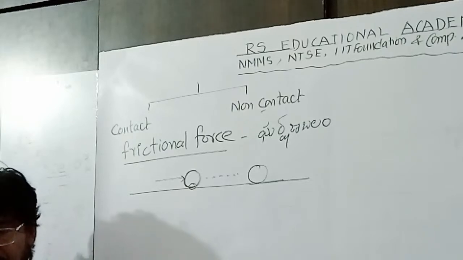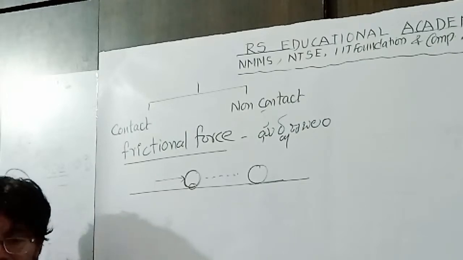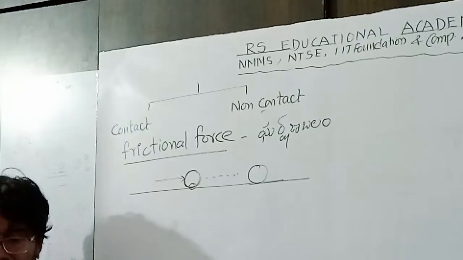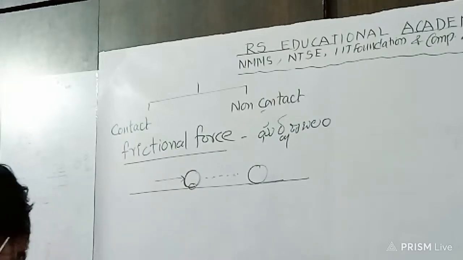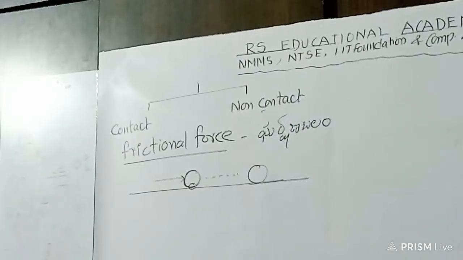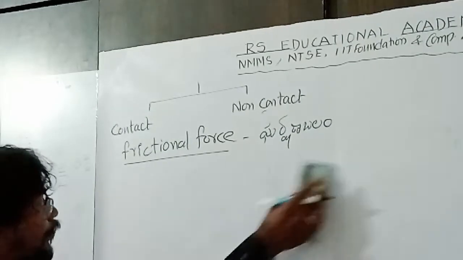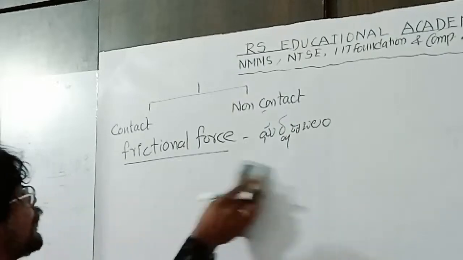So, what is the use of this frictional force? If there is no frictional force, the object cannot move. If there is no frictional force, the object cannot stop. So for moving an object or stopping an object, frictional force is necessary. Okay.